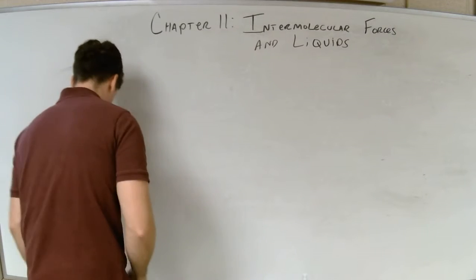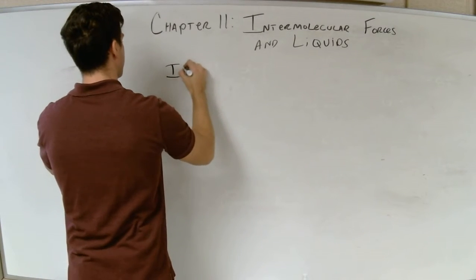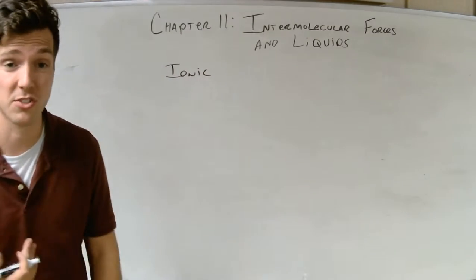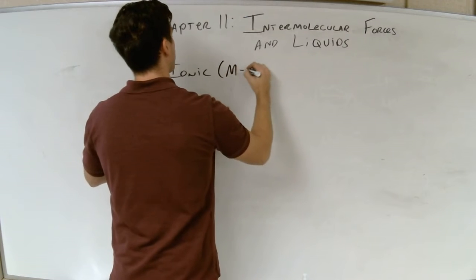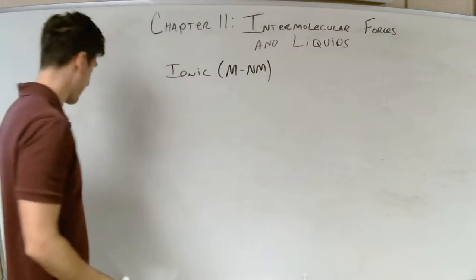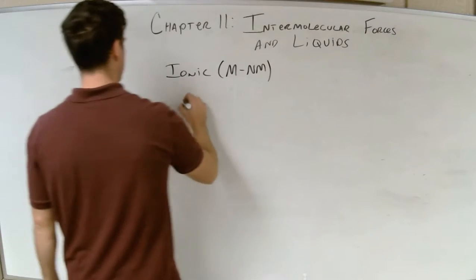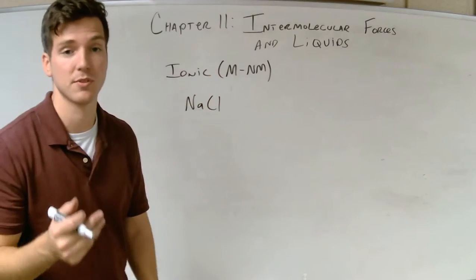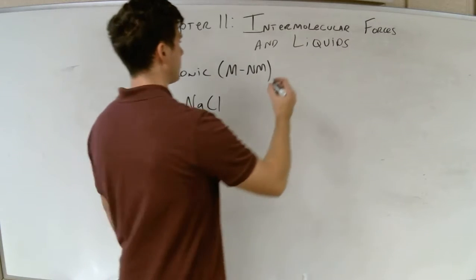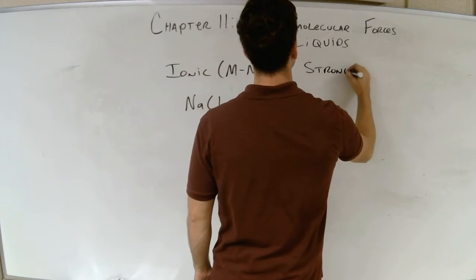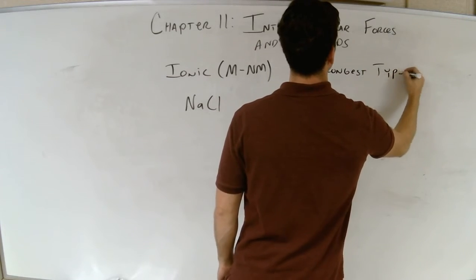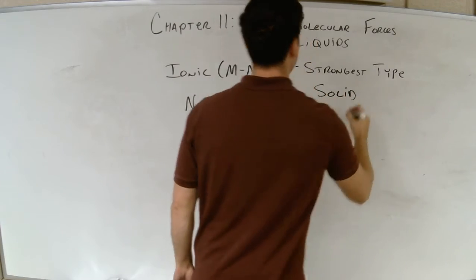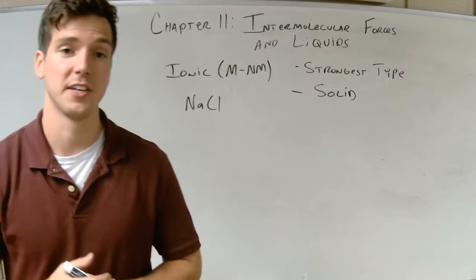The first one is ionic. Right? We should know what ionic intermolecular forces are. These are like our metal and nonmetals. Things like NaCl. Right? NaCl. These are our strongest types of intermolecular forces. And the state that these guys take on at room temperature is usually solid. Right? Usually a solid state.